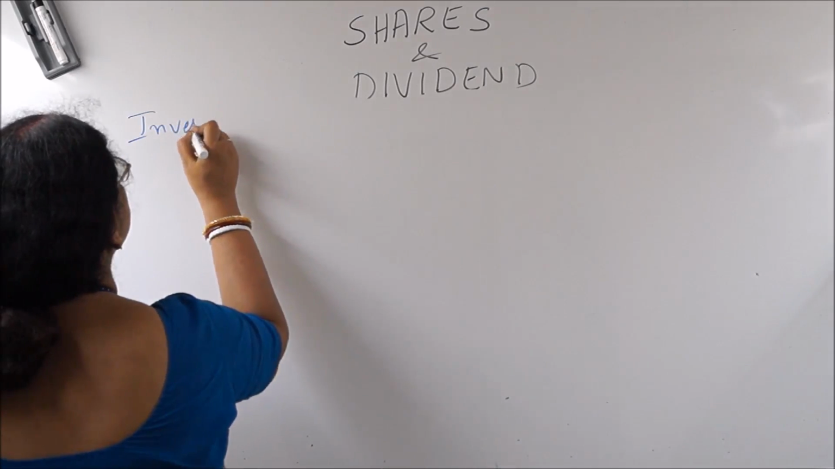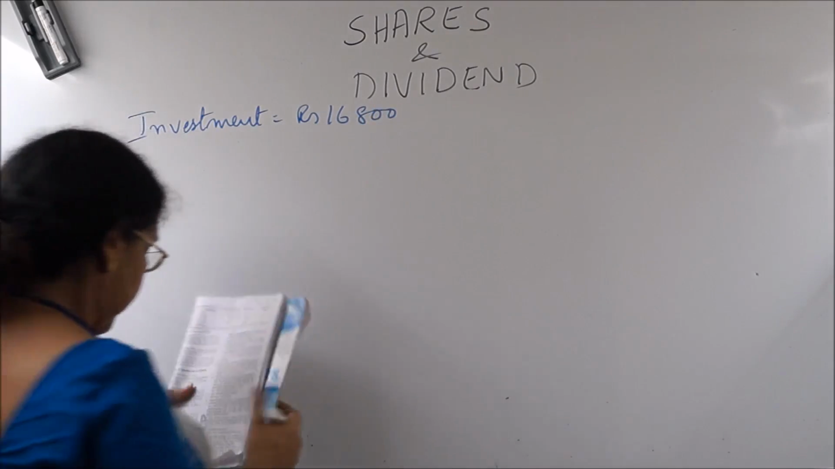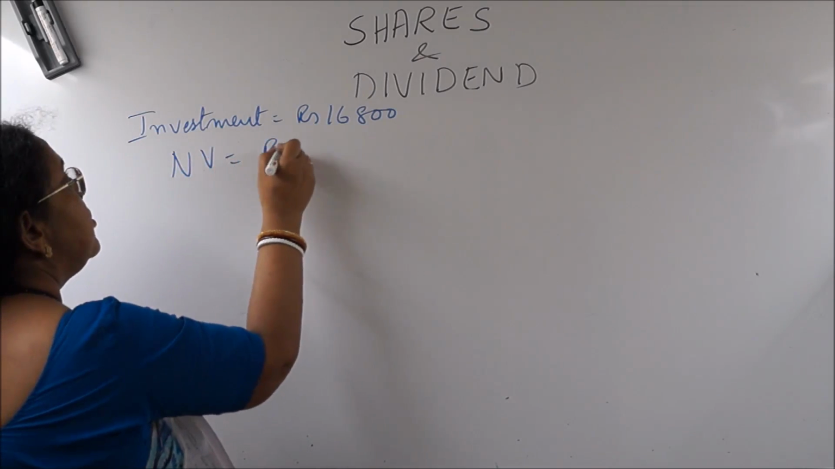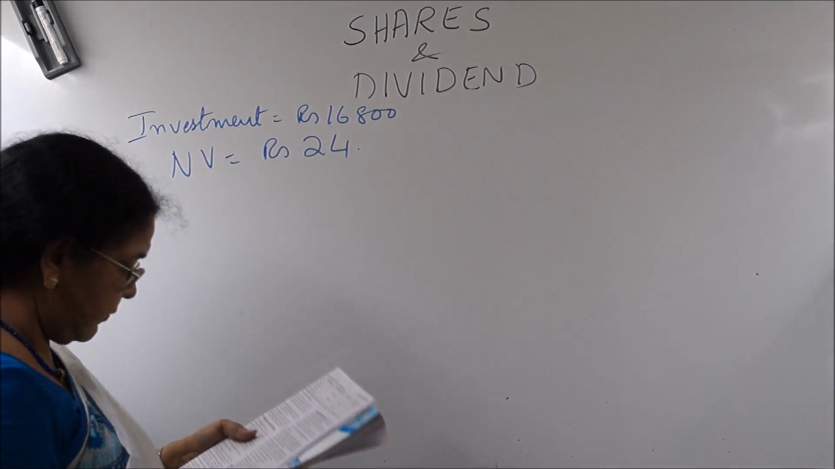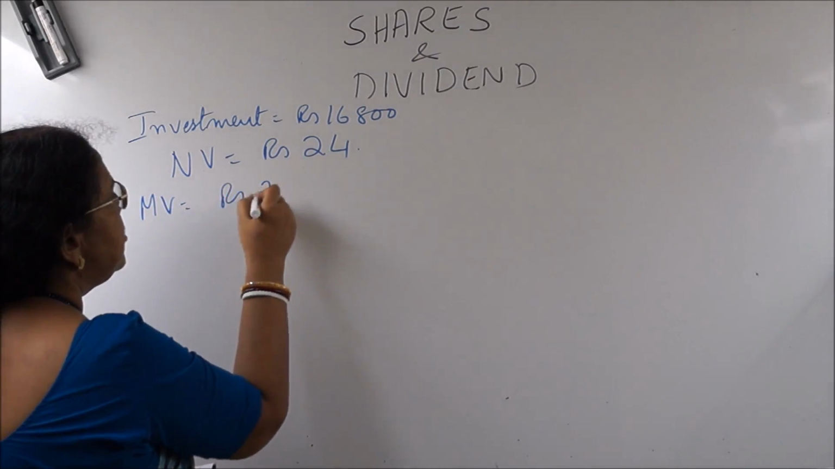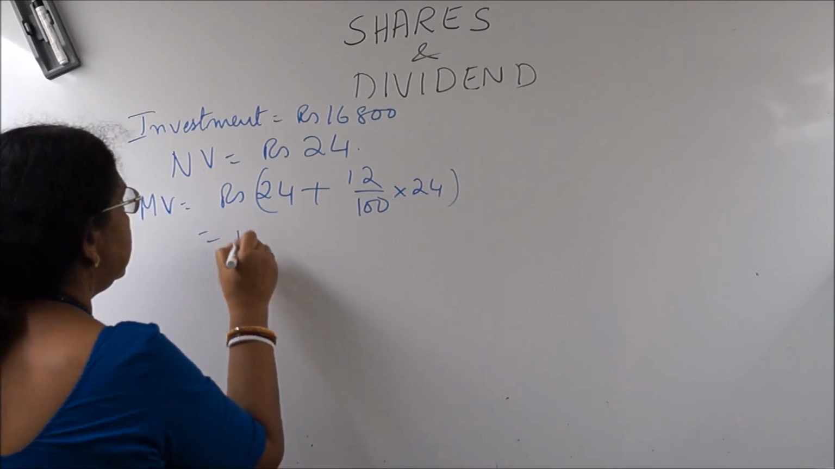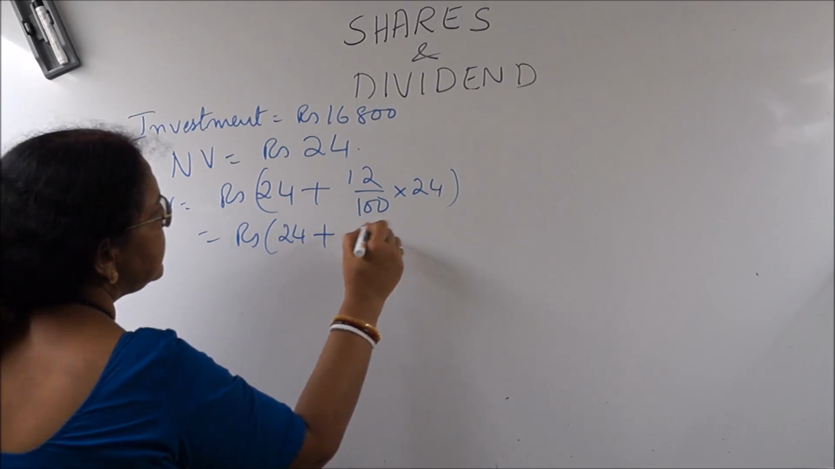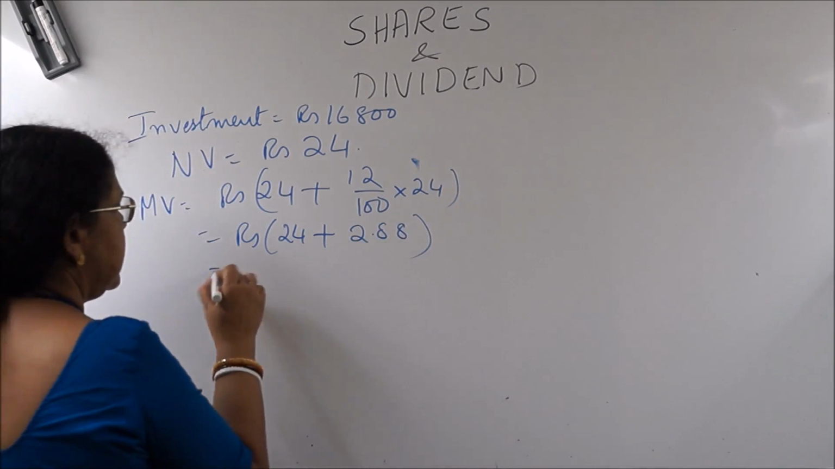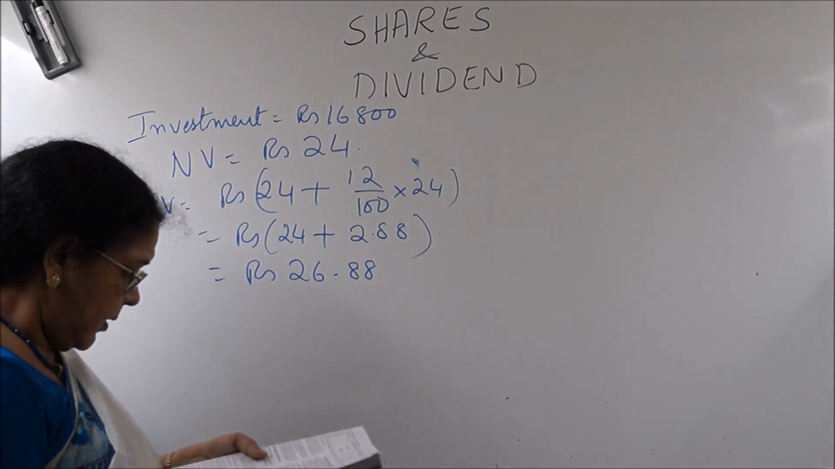Rupees 16,800 is the investment in buying shares of nominal value rupees 24. So nominal value is equal to rupees 24. Selling at 12% premium. So market value will be rupees 24 plus 12% of 24. That is rupees 24 plus, that is rupees 26.88. Okay.